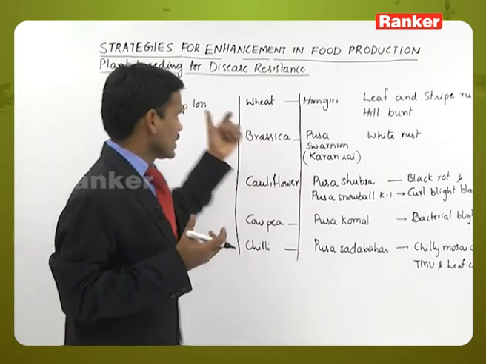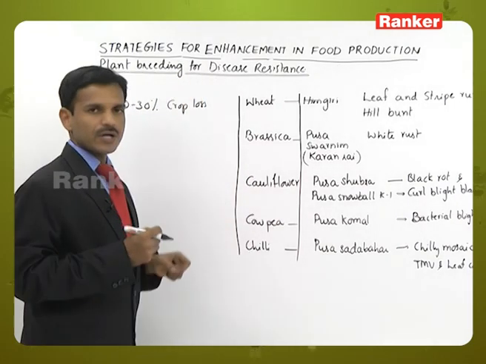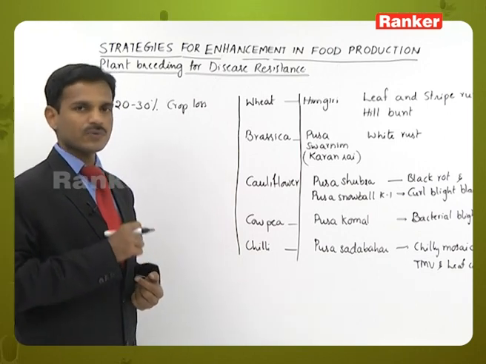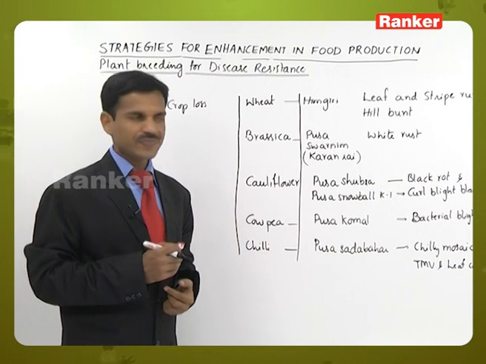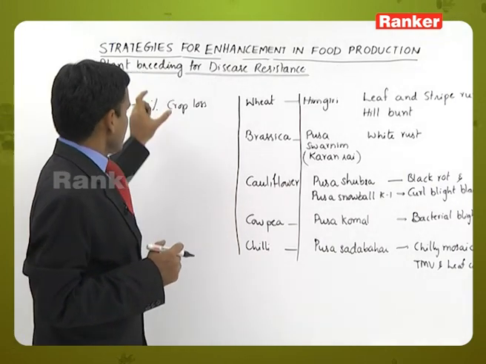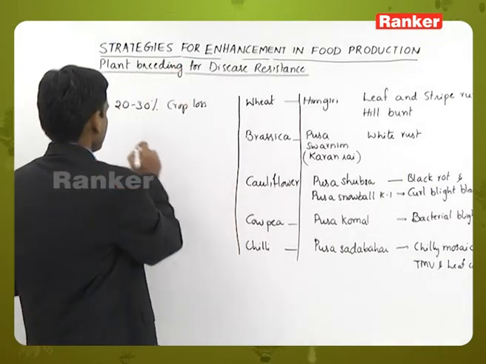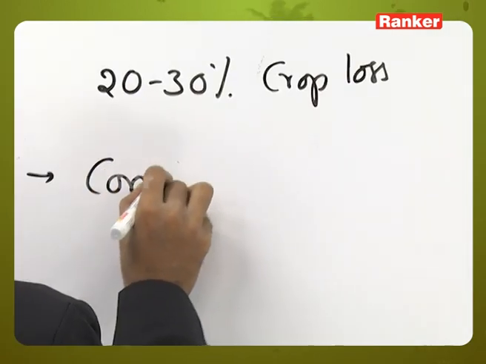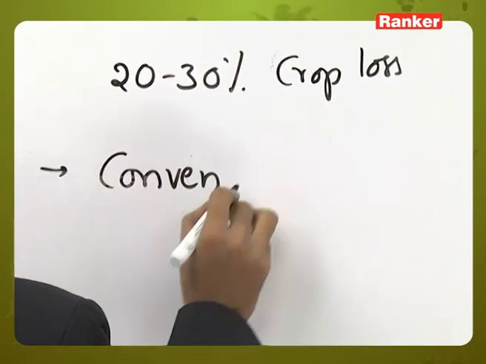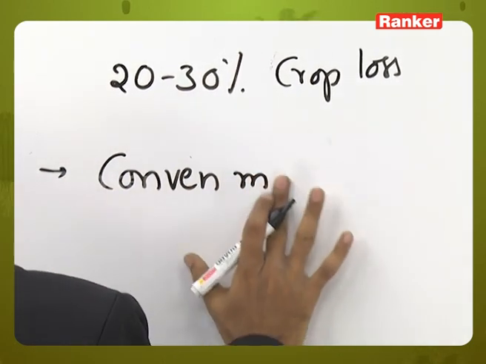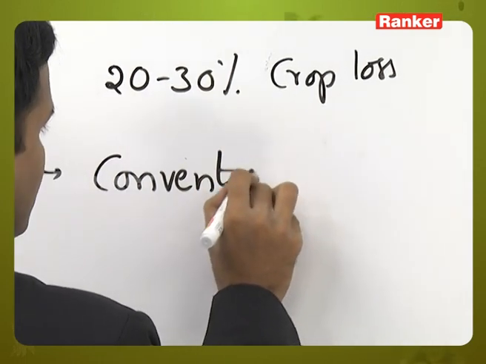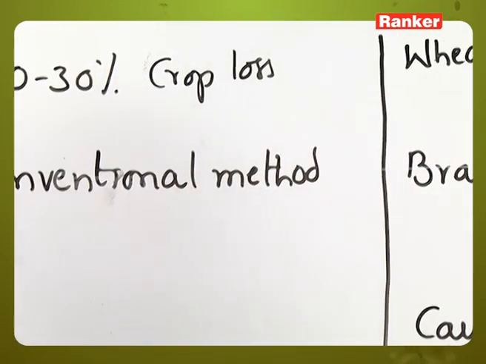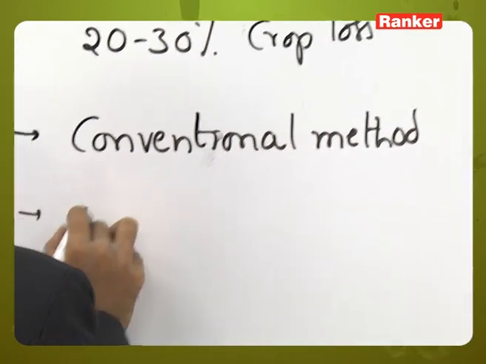Here the disease resistance quality is incorporated into a high yielding variety. Then they give high yield and also show disease resistance. We can improve the disease resistance by two methods: a conventional method and a mutation breeding.